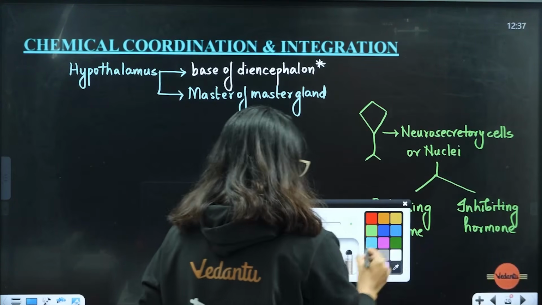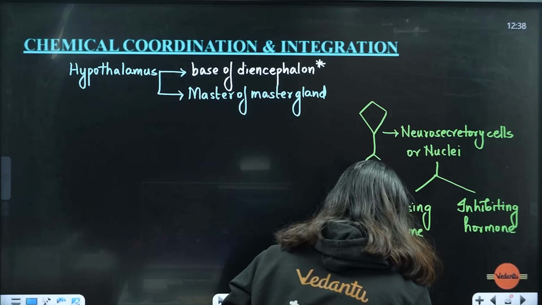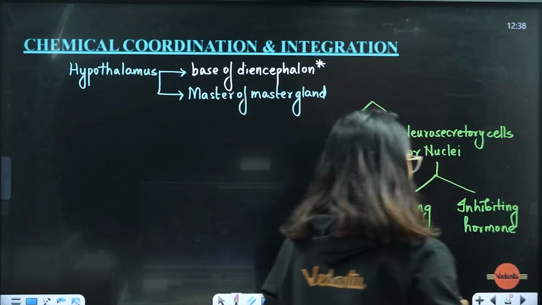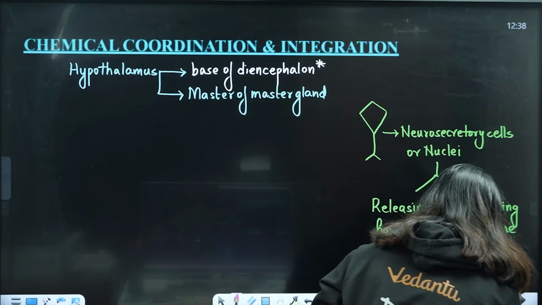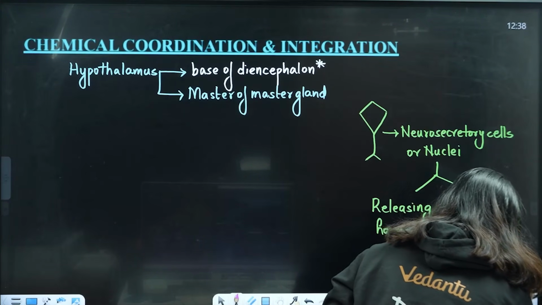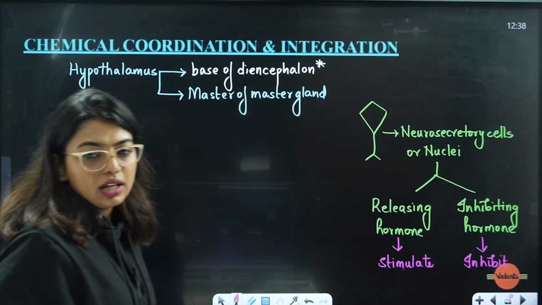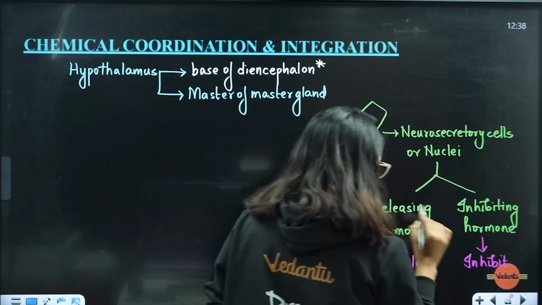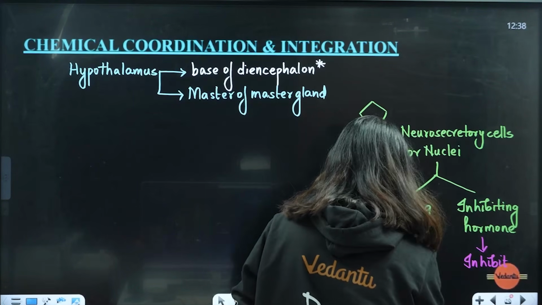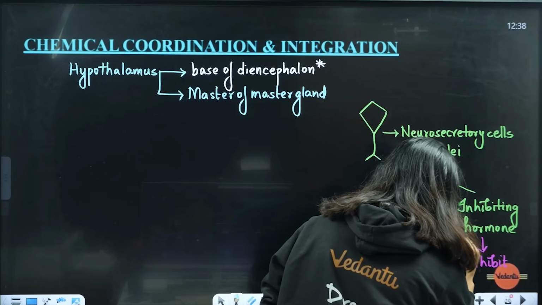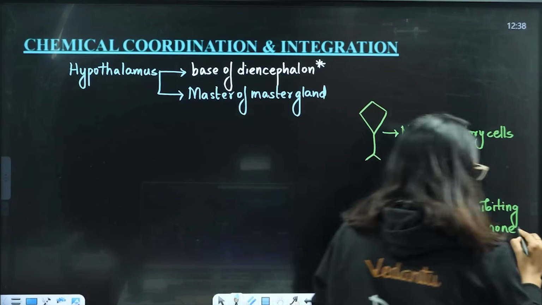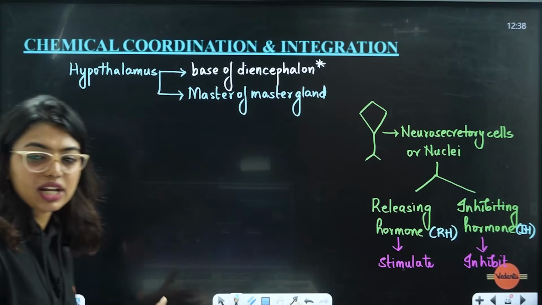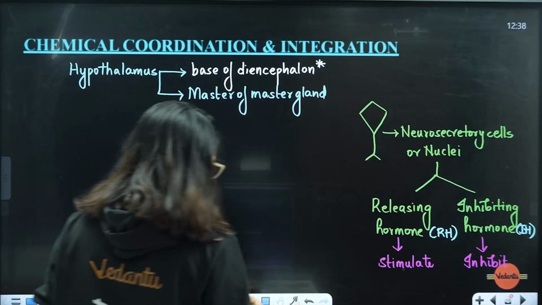What do releasing hormones do? They are going to stimulate the release of hormone, and the inhibiting hormone is going to inhibit the release of the hormone. So these are the major things. Remember, when I am writing RH, you should understand that I am talking about releasing. When I am writing IH, you should understand that I am talking about inhibiting. This is the code language, RH and IH.